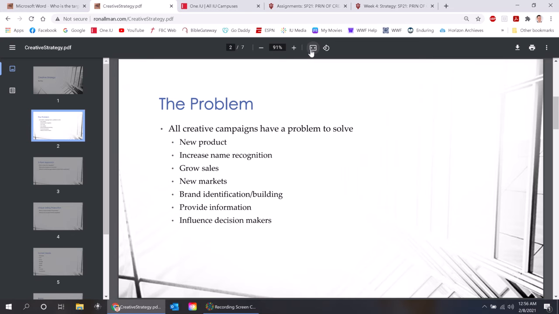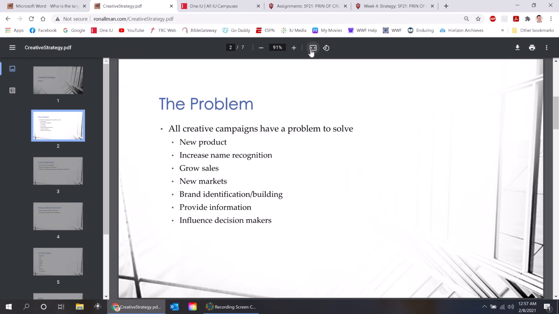Perhaps your client needs to grow sales. They've been out there for a while. Everyone knows their name, but sales have been dragging lately. So you're reminding customers about the client. You're reinvigorating the brand, so to speak. You may have to go into new markets. Maybe your client has only been in the Midwest, but they'd like to expand into the Eastern Seaboard, into the South. So you would need to come up with a creative way to reach those new potential customers in the future.